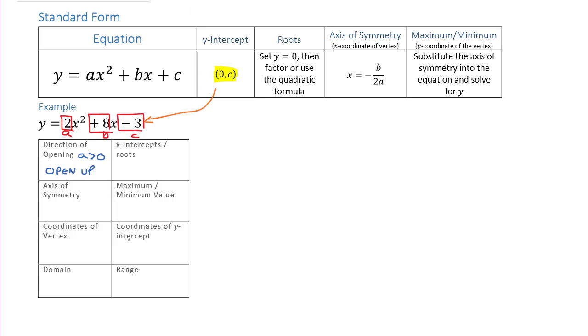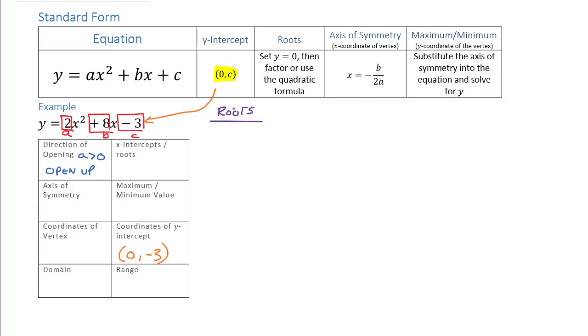So our y-intercept, I'll just write it down here in the box, is (0, -3). So when we graph it, that's an easy point to graph. Okay, so there's the basic easy information to get out of it. The next thing is let's find our roots, also known as our x-intercepts.